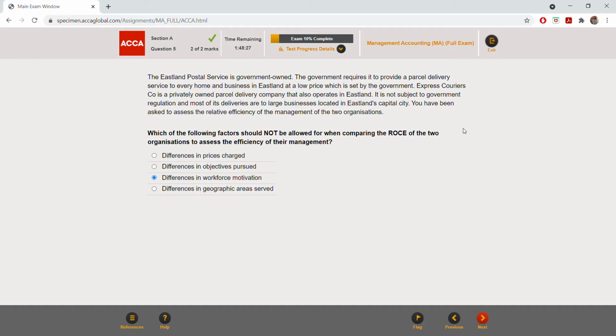Why? Because the motivation of the workforce cannot be measured in an objective way. Can you put some number on workforce motivation? You cannot measure it objectively. Therefore, you cannot compare the efficiency of the management of the two organizations using this.